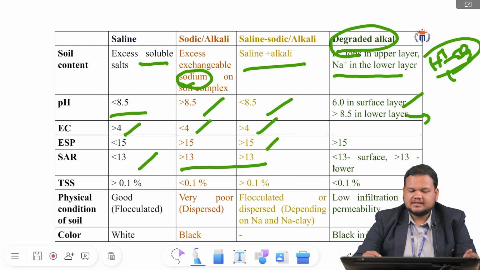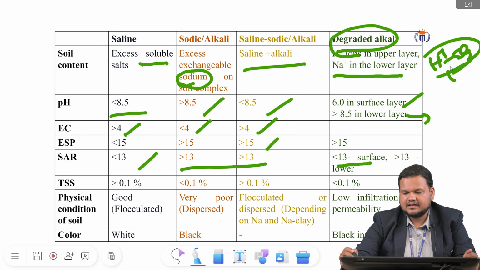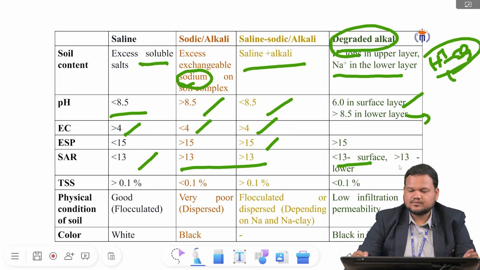And also, in degraded alkali soils the SAR is less than 13 on the surface due to presence of more amount of hydrogen ions in the surface layer, and it is more than 13 in the lower layer due to presence of more amount of sodium ions. Next is your total soluble salt concentration: it is more than 0.1% in case of saline soils and less than 0.1% in case of sodic soils, and also in case of degraded alkali soils it is less than 0.1%.